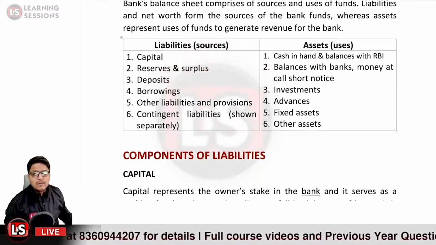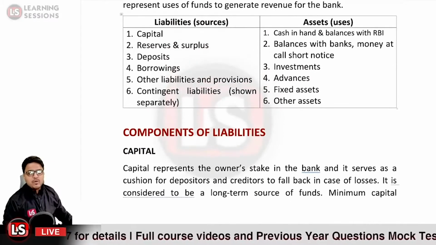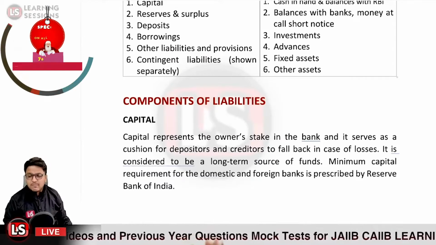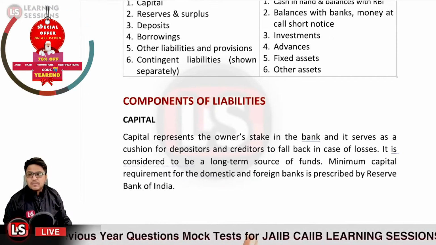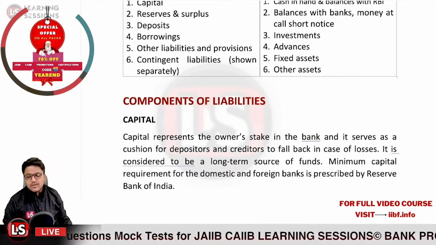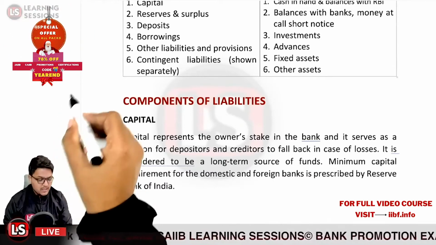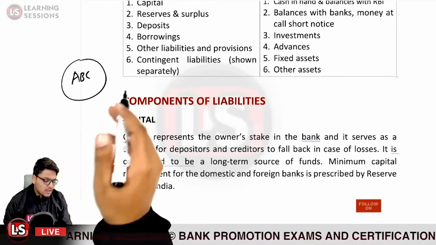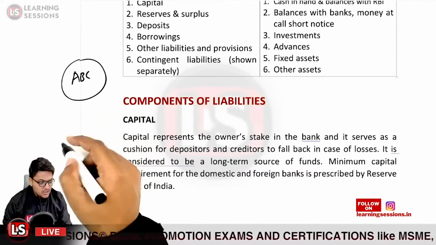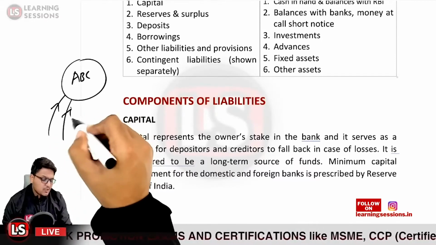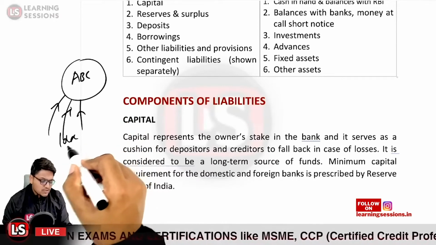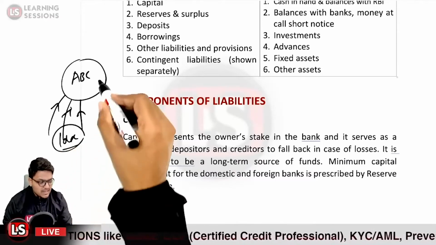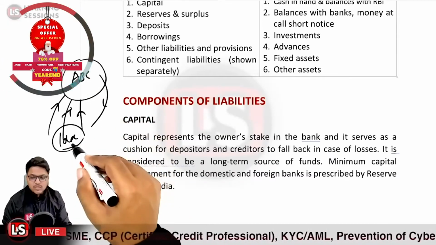Now let us have a look at the different components of the liabilities. First of all, it is capital. Capital represents the owners' stake in the company. Here we are considering the company to be a bank. Let us take the case that ABC Bank has issued shares to the public, and there are 10 lakh shareholders. These 10 lakh shareholders are the owners of the company, and there is a liability in the company to repay the amount back to the owners one day.